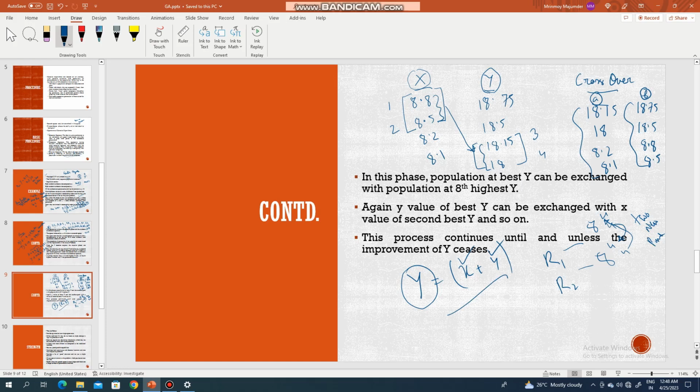Now one thing I have not taught correctly is what happens after this phase of A and B crossover and testing with Y. For example, we can easily understand that Y will be maximum when X is 18.15 and Y is 18.75. And when X is 18 and Y is 18.5, Y will be maximum, compared to when X is 8.2 and Y is 8.8, and X is 8.1 and Y is 8.5. So this Y for these two values will be much more compared to these two values.